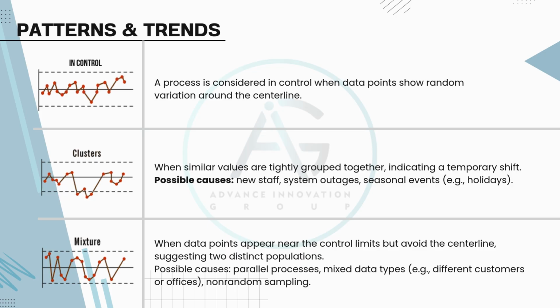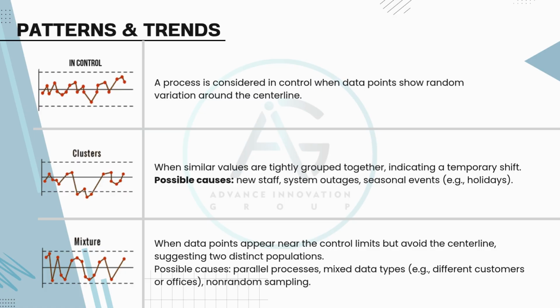Clusters. Here, data points are tightly grouped together, indicating a temporary shift in the process. This pattern might not breach control limits, but can signal a potential issue. Possible causes include introduction of new staff, system issues, or seasonal factors like holidays, all of which can affect the process temporarily.